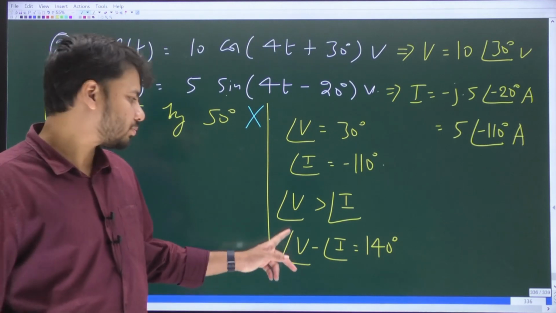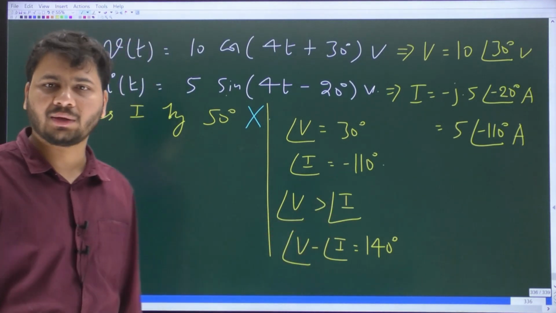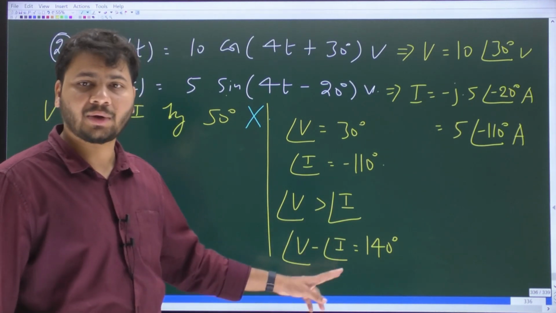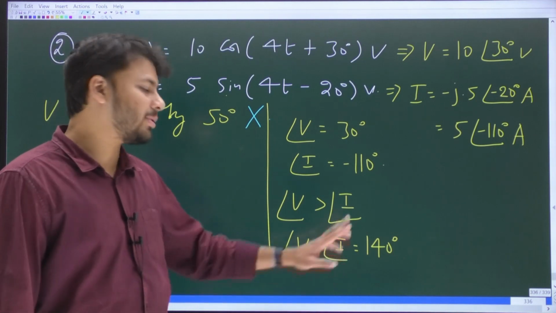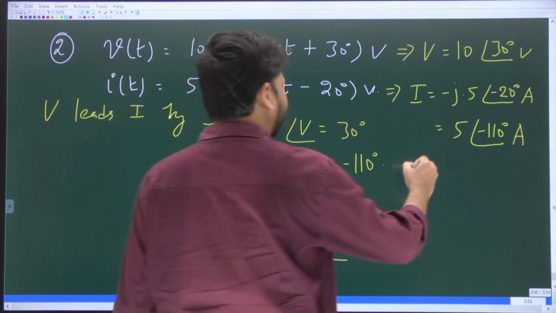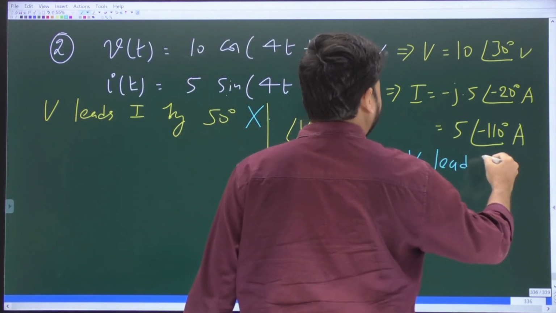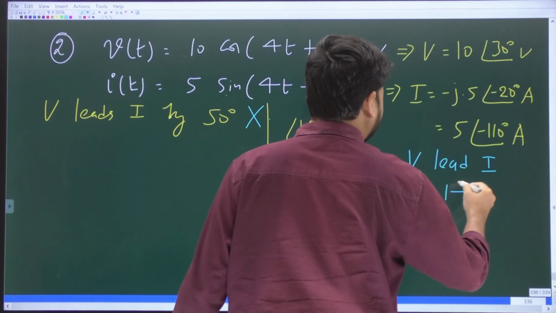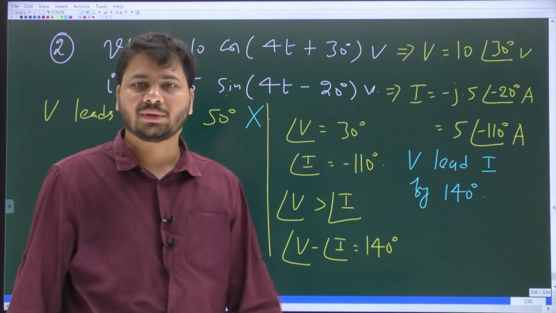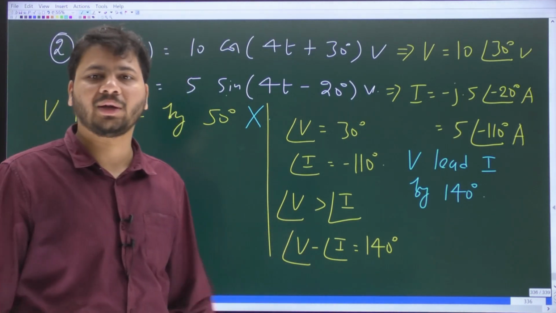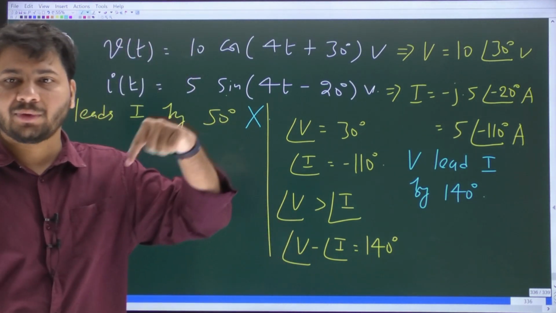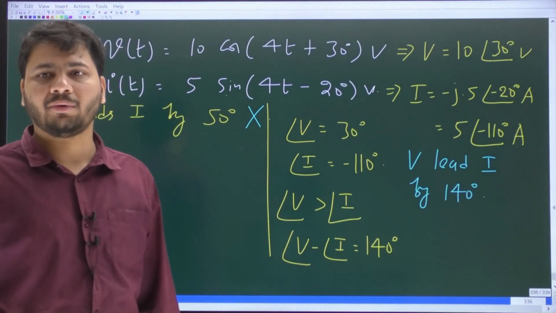So first of all, angle of voltage greater than angle of current, that itself means voltage leads current. And the angle of voltage minus angle of current, that is the phase difference between voltage and current, is 140 degrees. In this particular case, V leads I by 140 degrees. Voltage leads current by 140 degrees. In fact, the angle between the voltage phasor and the current phasor would be 140 degrees.